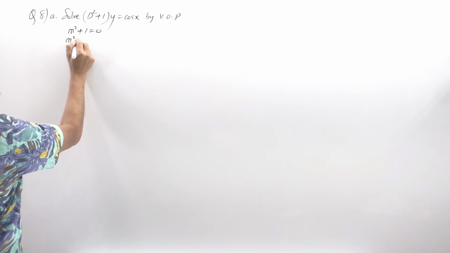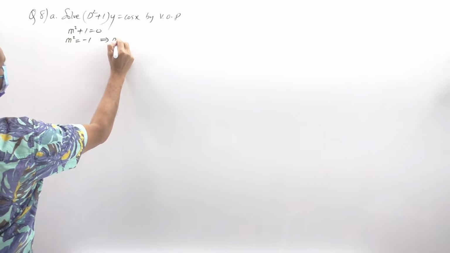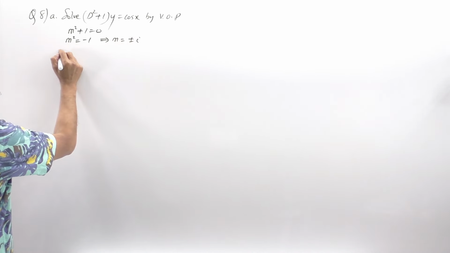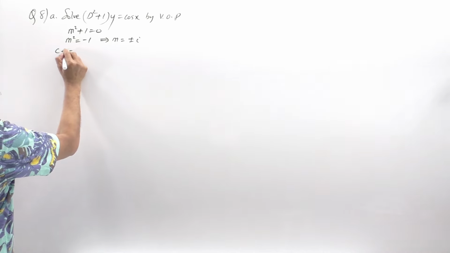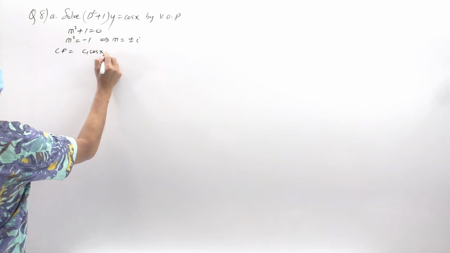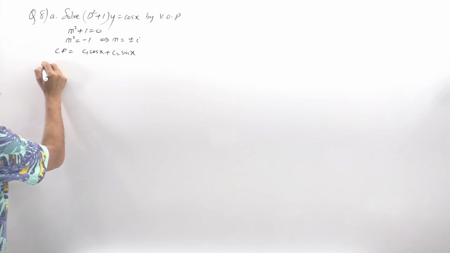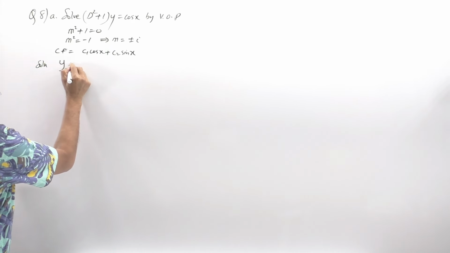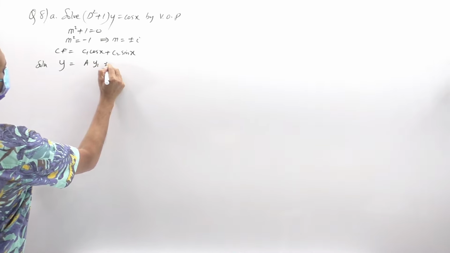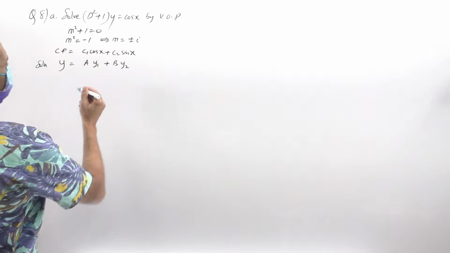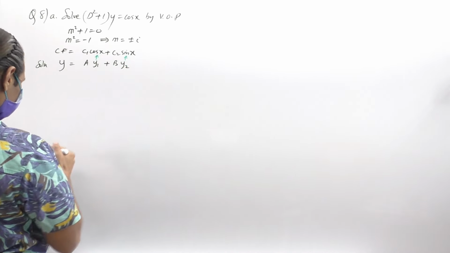It is m square is equal to minus 1, that implies m is equal to plus or minus i. From this we get the CF. The CF will be C1 cos x plus C2 sin x. Now the method of variation of parameters says, from the CF only we assume the solution to be y is equal to a y1 plus b y2. Here y1 is cos x and y2 is sin x.